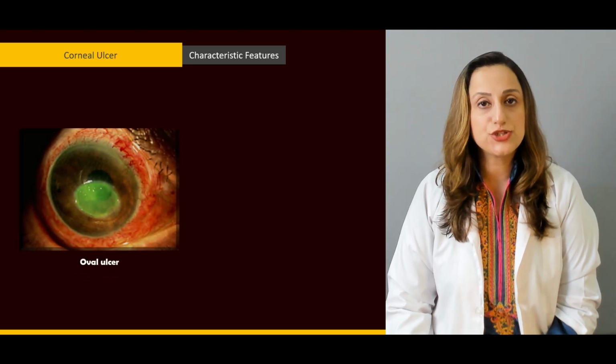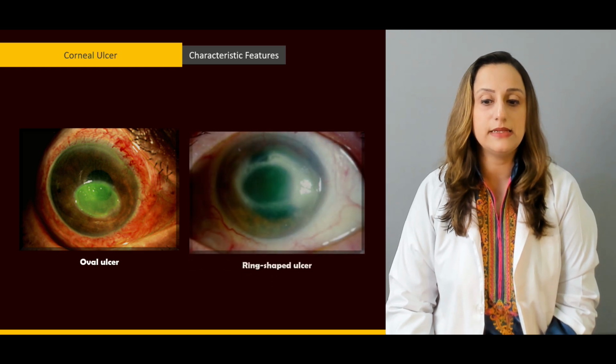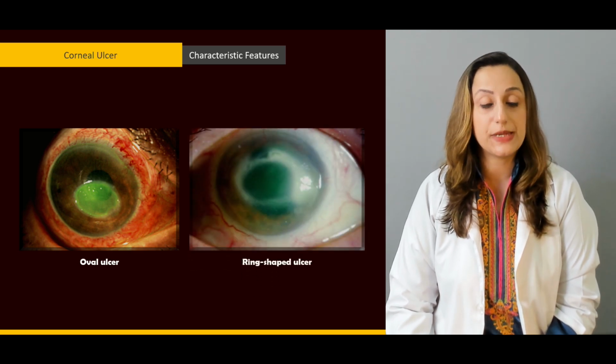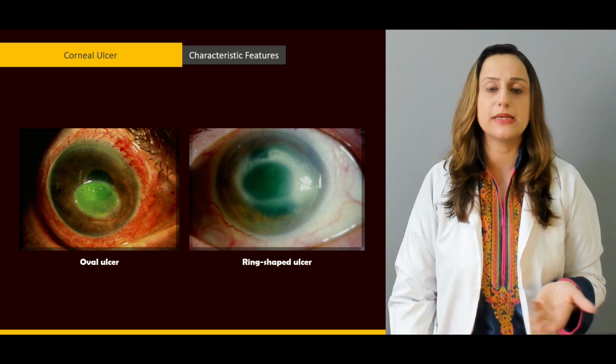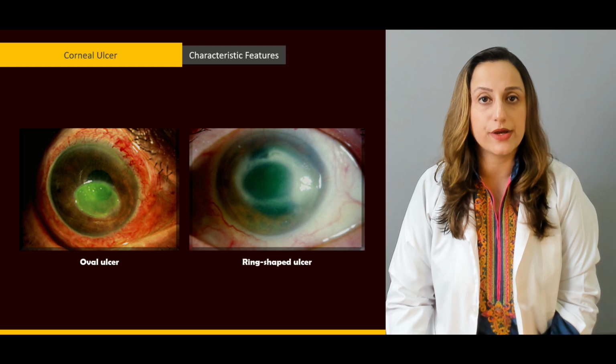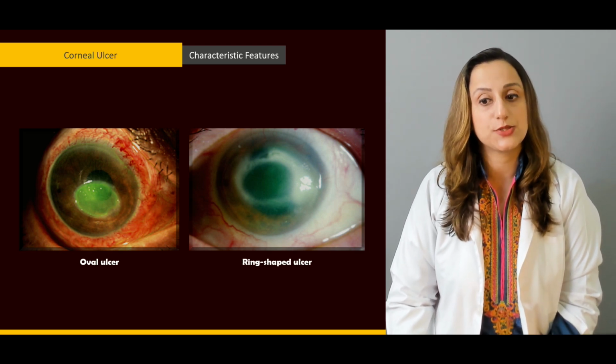The characteristic features over here would consist of an oval ulcer that is seen, and then there can be a ring-shaped ulcer. So this classification depends upon the shape. It is regardless of what the causative organisms are or what complications are associated with it.